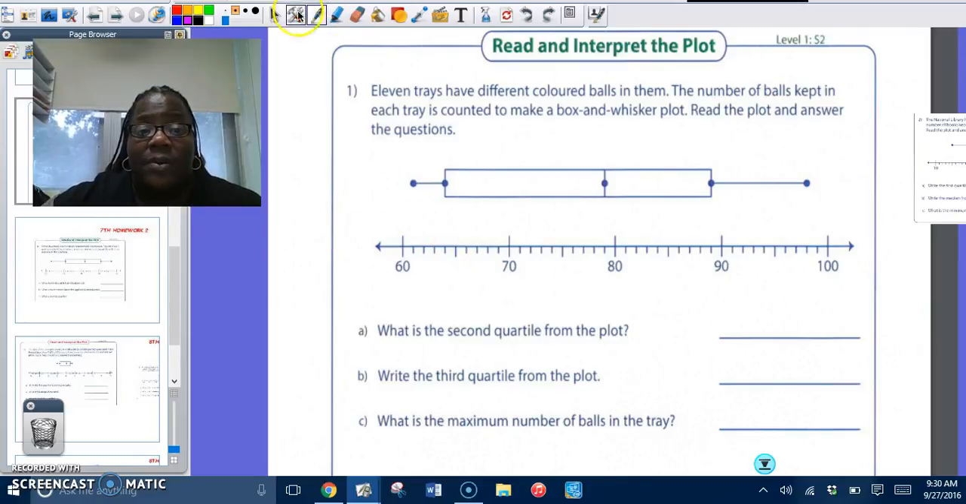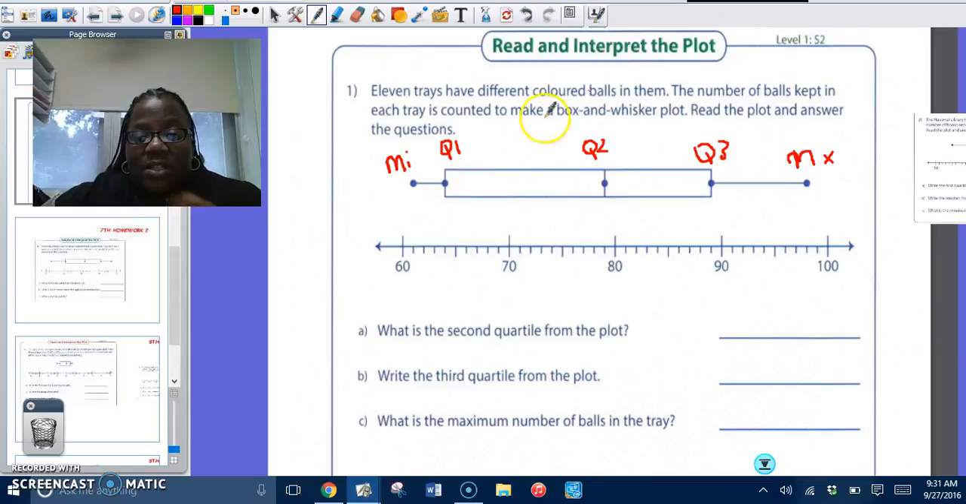Now, let's remember what we did when we graphed box and whisker plots. We know that this first dot is representing the minimum number. The second dot is representing quartile 1. Third dot is representing quartile 2. And fourth dot is actually representing quartile 3. And this dot is representing the maximum. With this information, it'll make it a lot easier for you to answer the following questions.